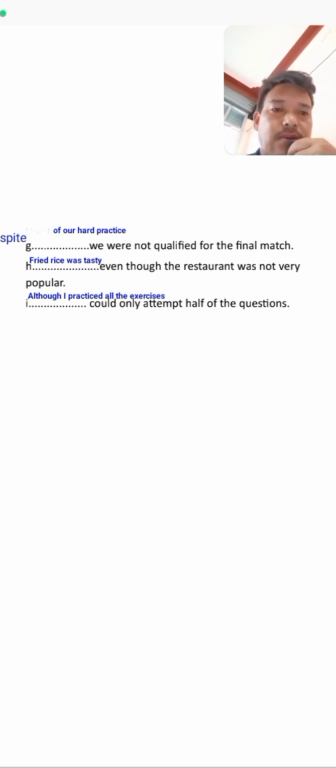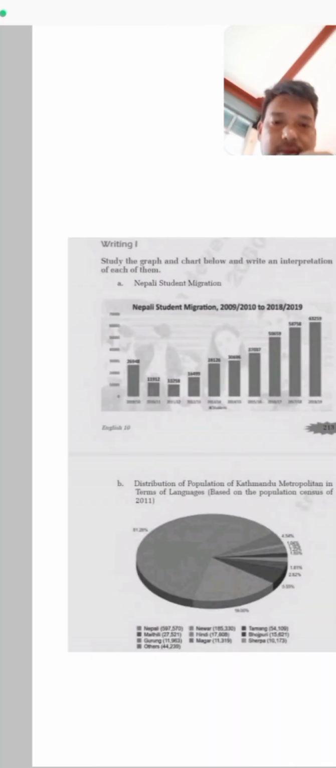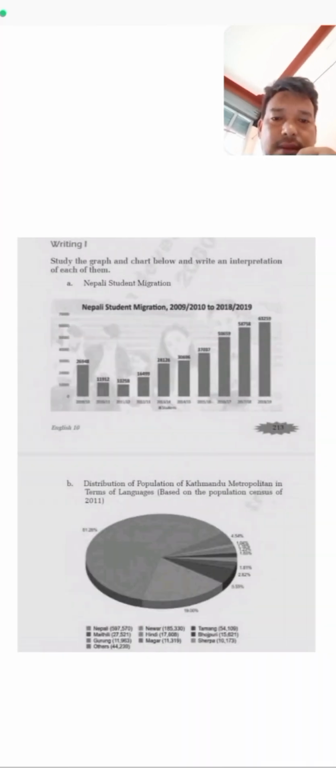So that's all about it, students. The sentences below I have solved in a suitable way, and all these are the connectives of contradiction which I have used here. And next, students, we have the writing part. In the writing part, we have graphs given here, as you can see.